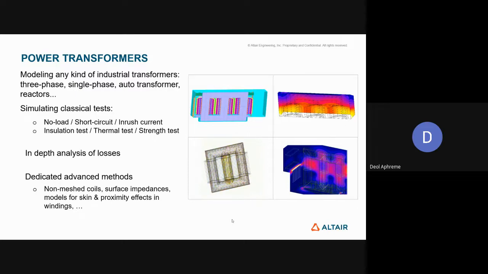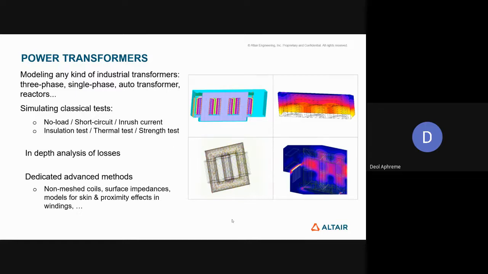So your three-phase, single-phase, auto transformers, reactors, any sort of transformation action, because it is basically an electromagnetic conversion, you can simulate them in Flux. You can do the no load, short circuit, inrush current, insulation test, thermal test, and strength test. I'll get into these tests and I'll showcase some results in the coming slides.